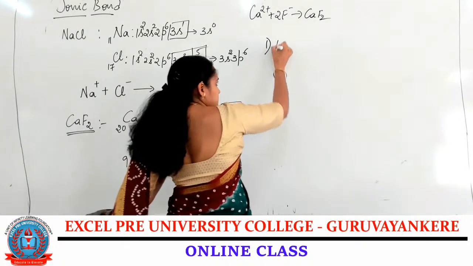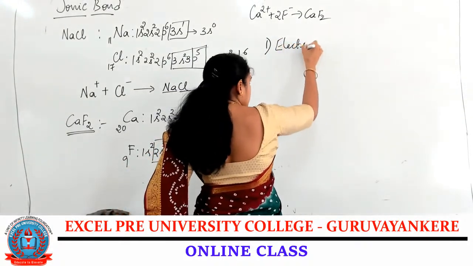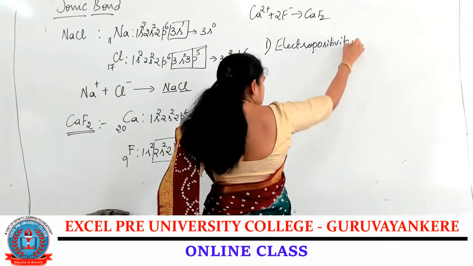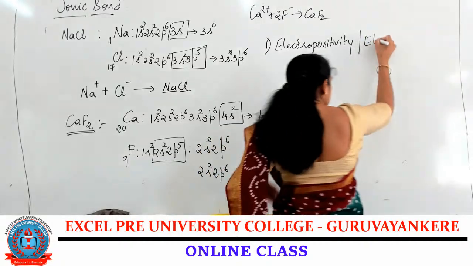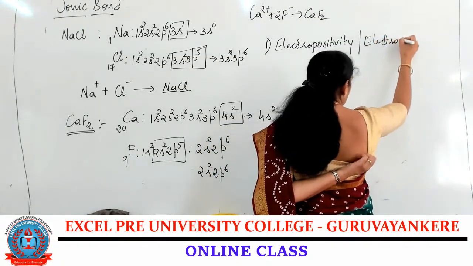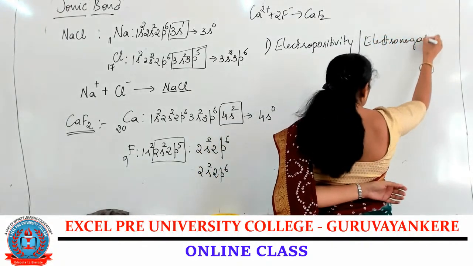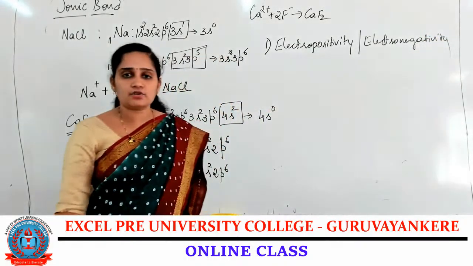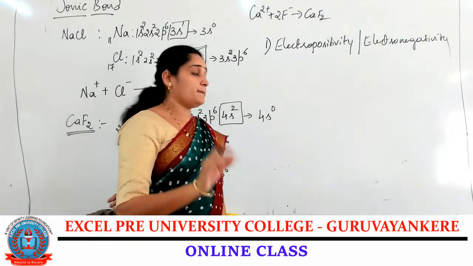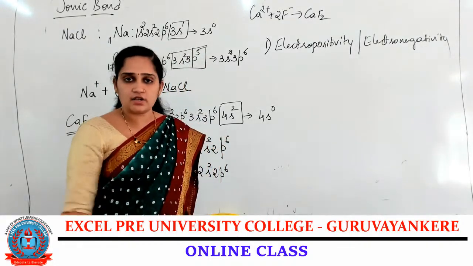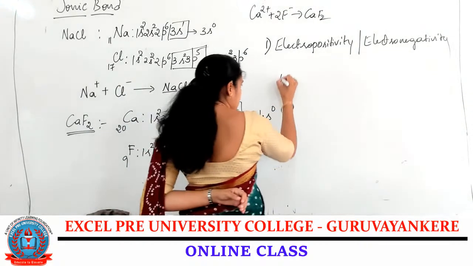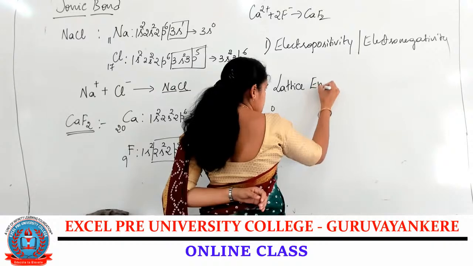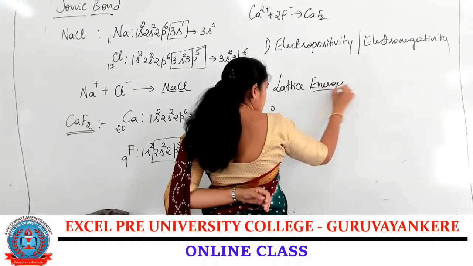So the condition is the electropositivity character and the electronegativity character. These two are the main factors which show the ionic bond. Next, one more term I need to explain: lattice energy or the lattice enthalpy.